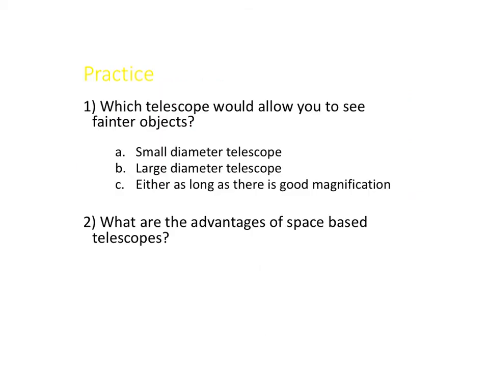So one of the questions that I would want you to be able to answer would be which telescopes would allow you to see fainter objects. So would you want a small diameter? Would you want a large diameter, or either, as long as there's good magnification? So please make sure you can actually answer that question.